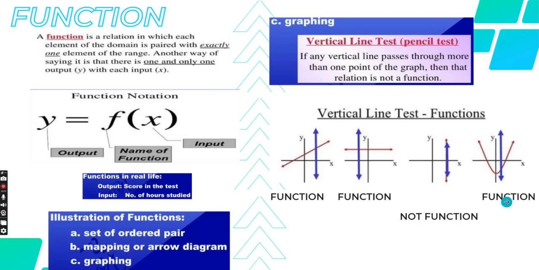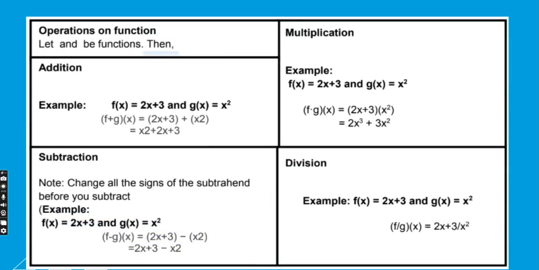Fourth one is a parabola. Kahit ilipat-lipat natin yung vertical line test, isang beses lang niyang mai-intersect yung parabola. Kaya ito ay function. So, ganun lang kadali. Let's go to operations on functions.